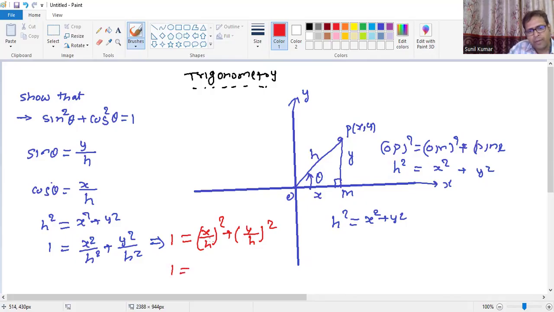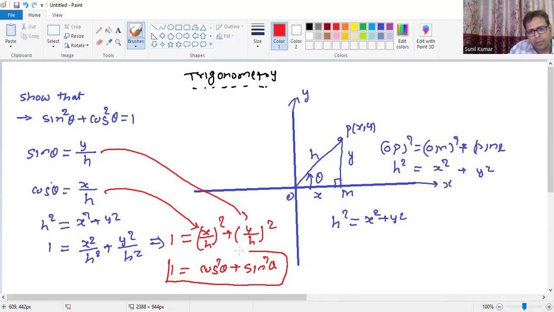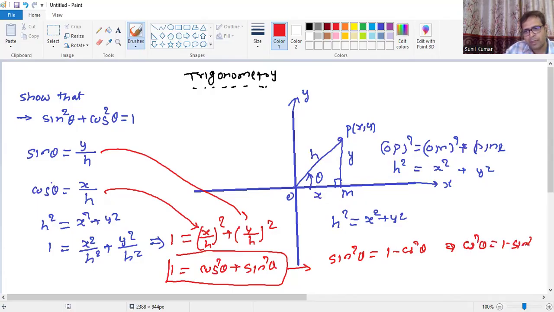So we can put the value of x by h as cos theta, so we get cos square theta, and in place of y by h we can put sin theta, so we get sin square theta. Okay, so we got the first result here: sin square theta plus cos square theta is 1. By extension of this formula, we can say that sin square theta is equal to 1 minus cos square theta and vice versa. This is a basic formula. Here we can write cos square theta is 1 minus sin square theta.